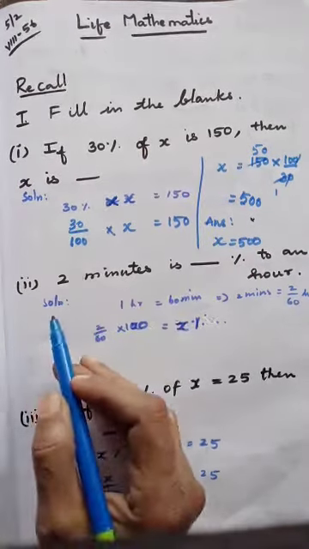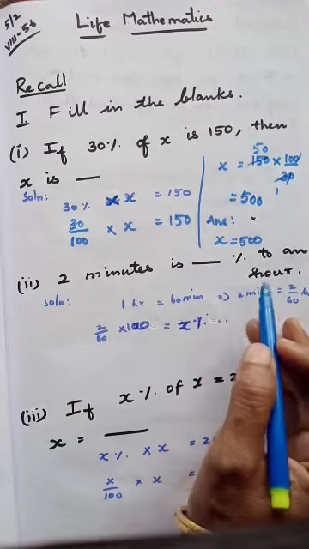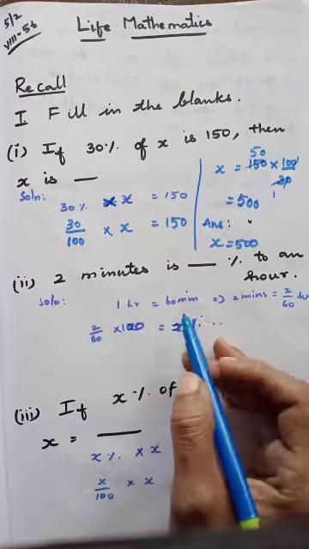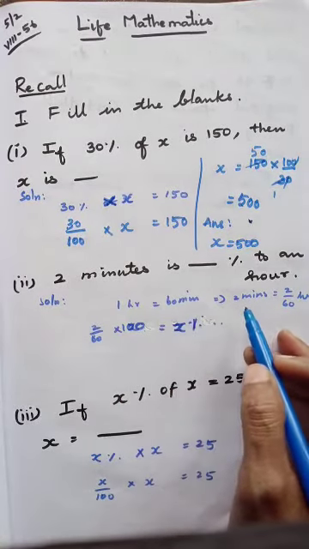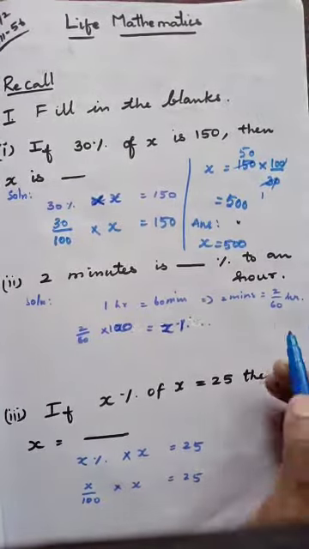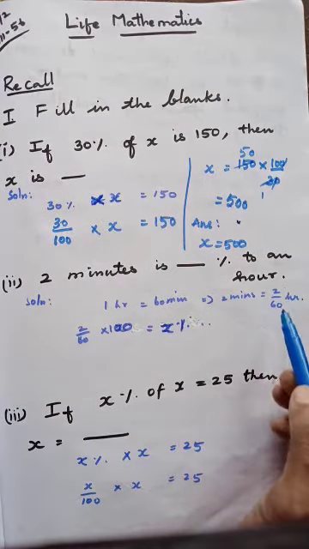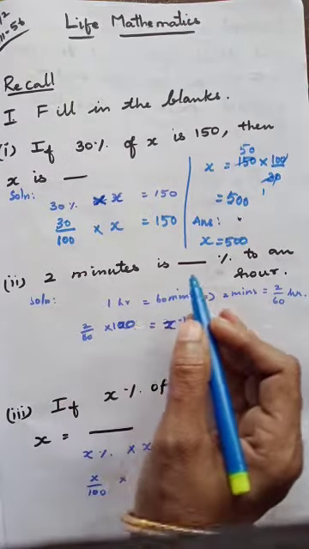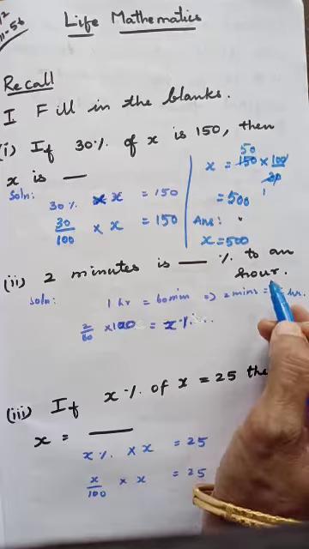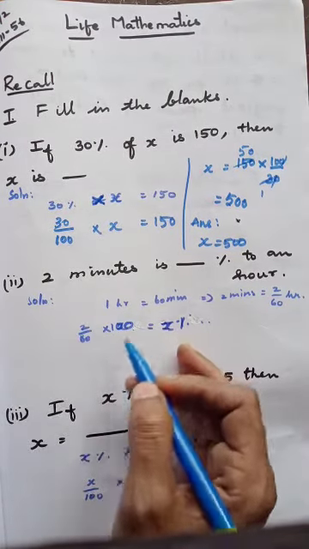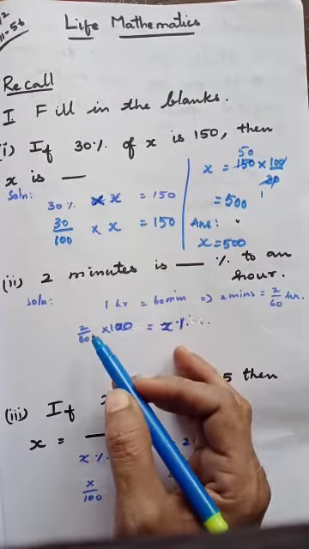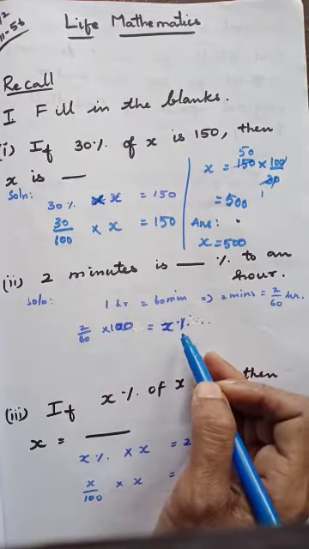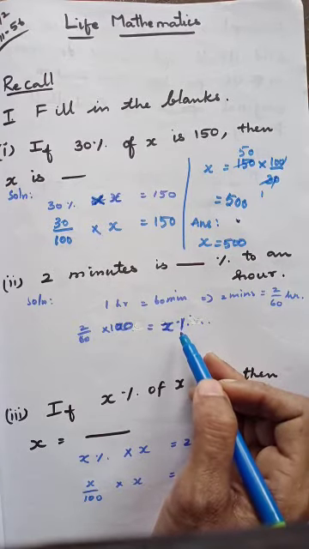The next one: 2 minutes is dash percent of an hour. Solution: 1 hour is equal to 60 minutes, we know, isn't it? So 2 minutes is equal to, you have to change this to hour, 2 by 60 hour. So you have to find the percentage, how much percentage 2 minutes is. That is 2 by 60 into 100 is equal to x percentage. That we don't know how much percentage, isn't it?